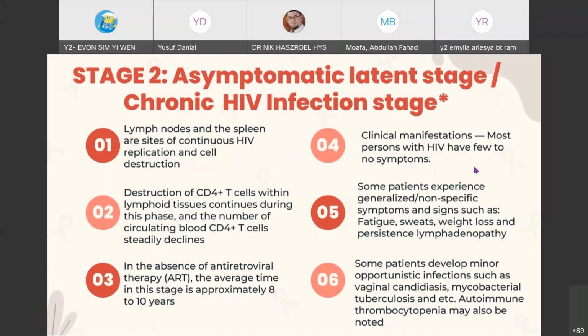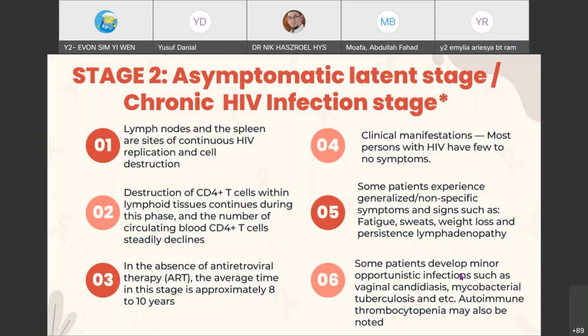For the clinical manifestation, as I mentioned just now, most people will have few or no symptoms, but some patients will experience generalized or non-specific symptoms and signs, such as fatigue, sweating, weight loss, and also persistent lymphadenopathy.